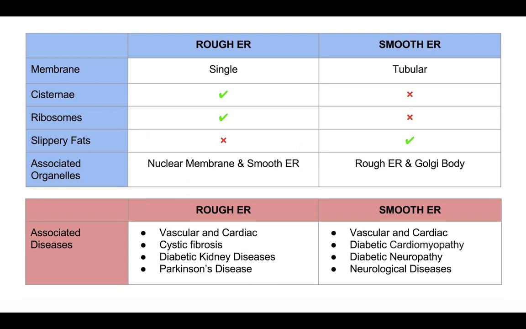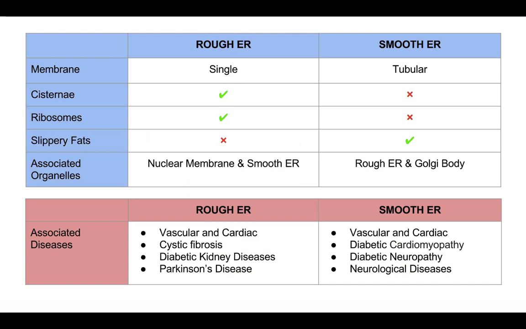Whereas the smooth ER has lipids, and the rough ER doesn't. The membrane of the rough ER is continuous with the outer nuclear membrane, and the smooth ER is associated with the Golgi apparatus. The two endoplasmic reticula are also obviously associated with each other.